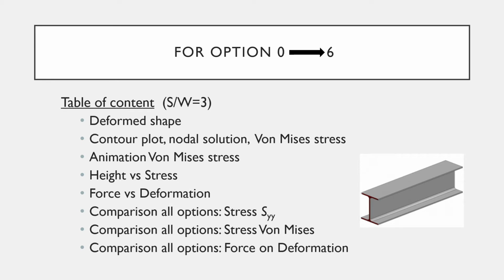Now for every option from option 0 to 6, I will show the deformed shape, the von Mises stress, an animation for the von Mises stress, the height versus the stresses in the graph, and the force vs deformation in the graph. Also comparison for all options, for stress SYY, for stress von Mises, and for force deformation graphs.